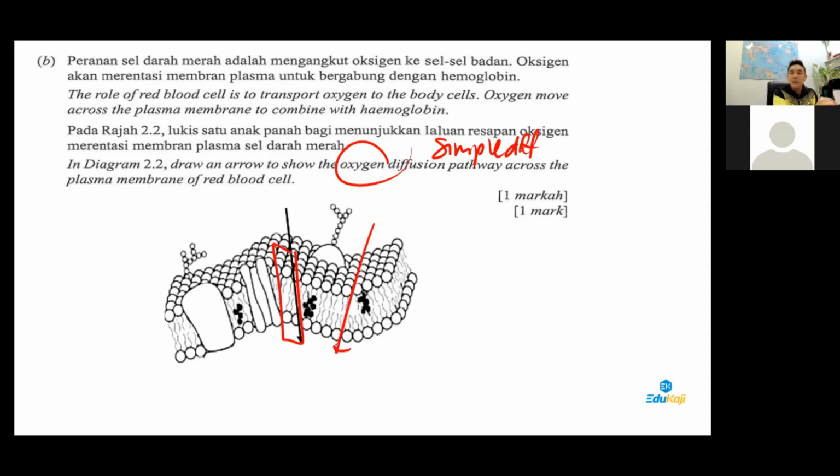Sir, I draw like this, can or not? Okay lah, still okay lah. But this one not too good lah. Okay. Or sir, I drew like this, can or not? Can. Just one arrow will do. Guys, just one arrow will do. Okay, to get that 1 mark.